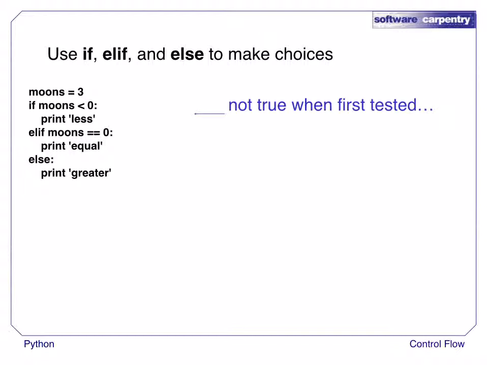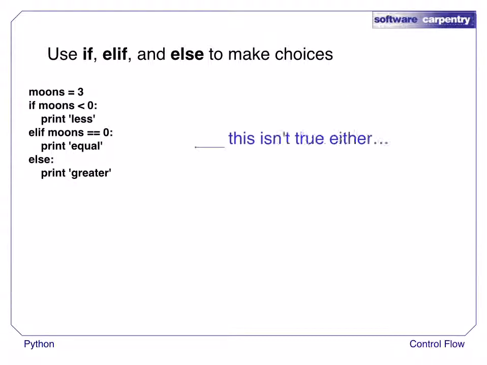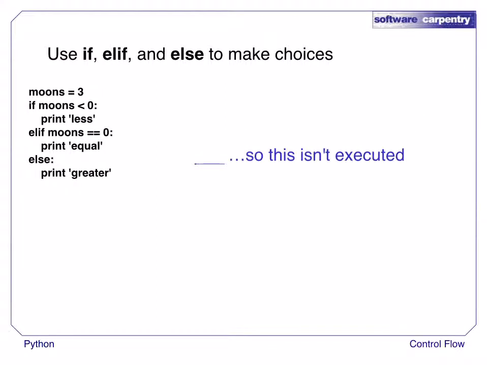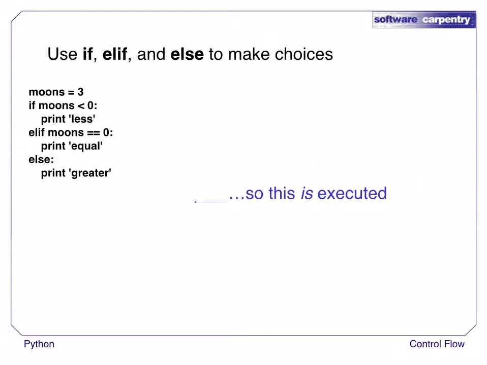Now, since moons is not less than 0, the program doesn't execute the first block of code, which would print less, and similarly moons isn't 0, so the second block isn't executed either. And finally, since no other choice was taken, the statements under the else are executed. And this program just prints greater.